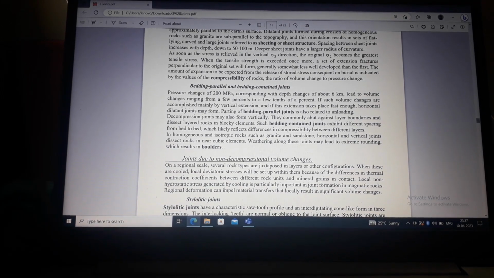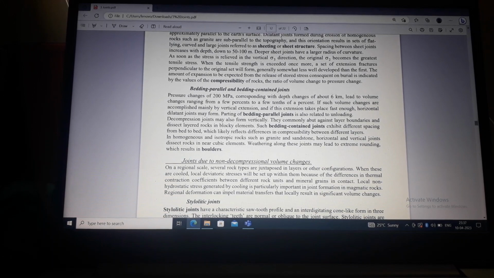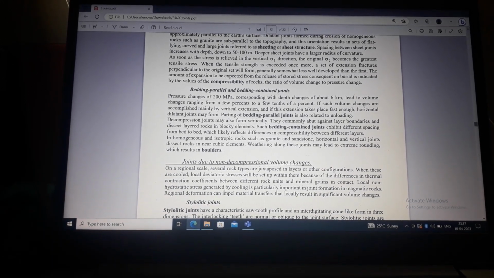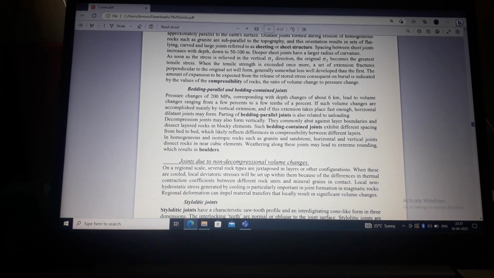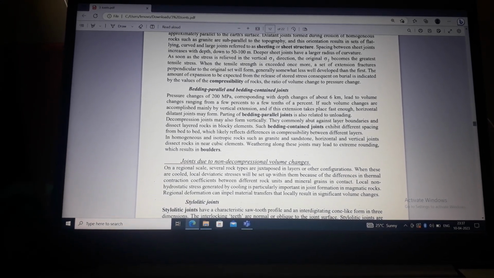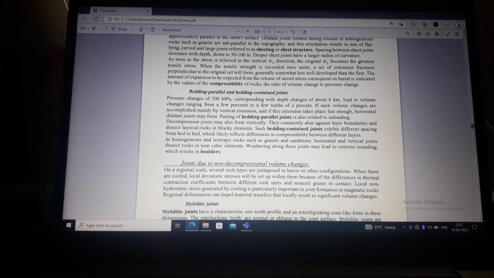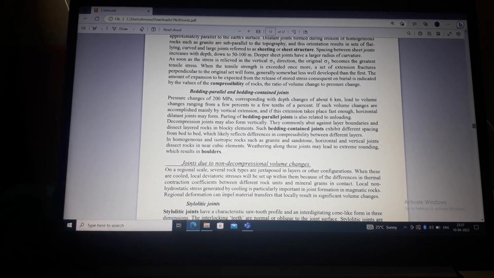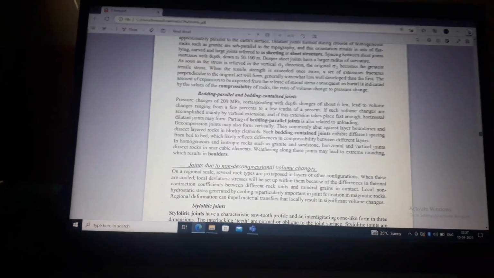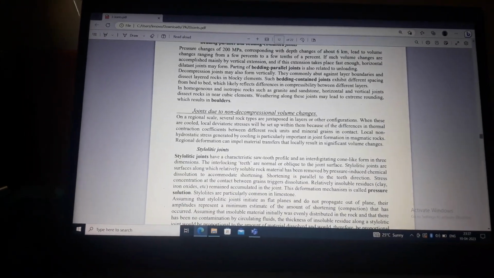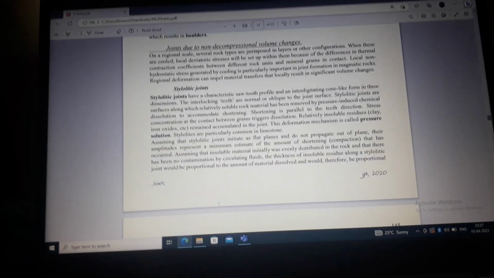Such bedding contained joints exhibit different spacing from bed to bed, which likely reflects differences in compressibility between different layers. Weathering along these joints may lead to extreme rounding, which results in boulders. Joints due to non-decompressional volume changes.